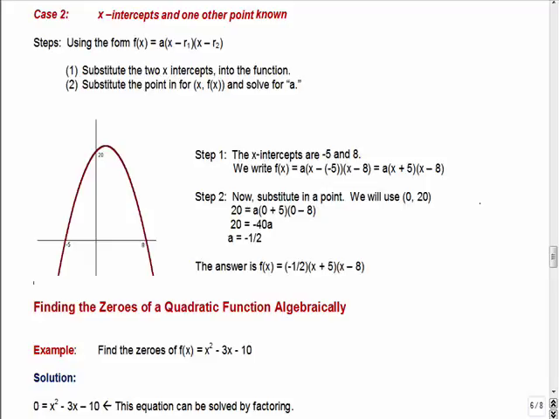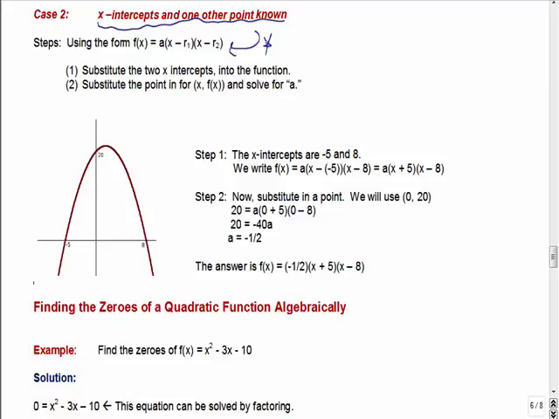Let's take a look at a case 2 example. In this case, the x-intercepts and one other point will be known. So here are our steps. First of all, when we know the x-intercepts and one other point, we need to know to use this particular formula. So we use this formula when we know the x-intercepts. We use the vertex formula when we know the vertex.